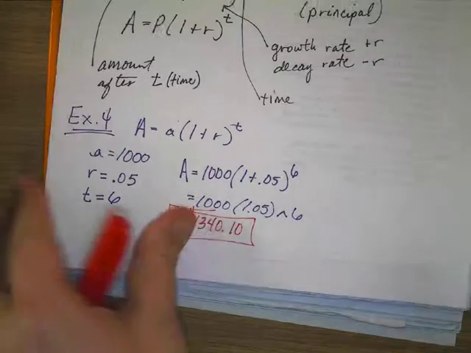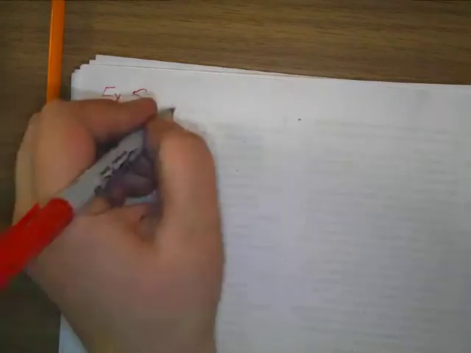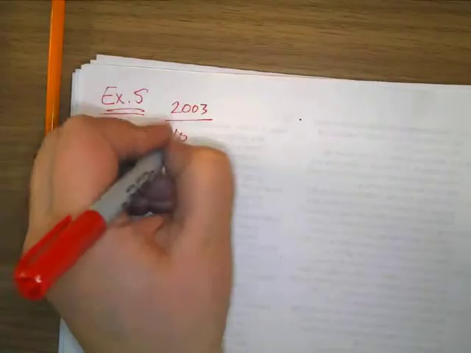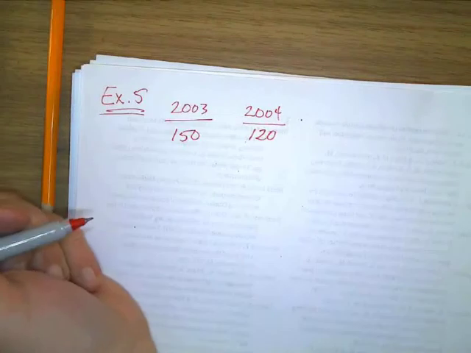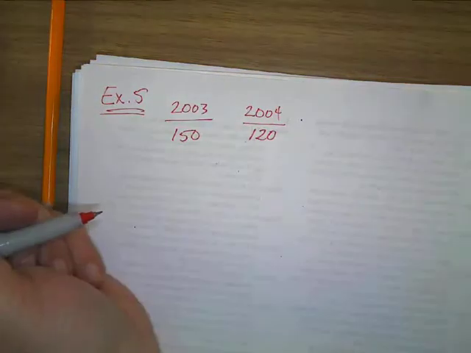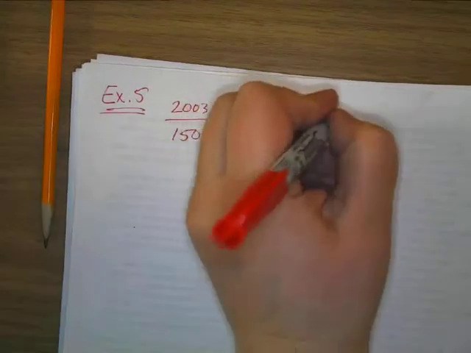All right, so last example. Endangered species. The table shows the world population of the Iberian lynx. They say in 2003, there was 150, and in 2004, there was only 120. It's a decay. So if this trend continues, and the population is decreasing exponentially, how many Iberian lynxes will there be left in 2014?